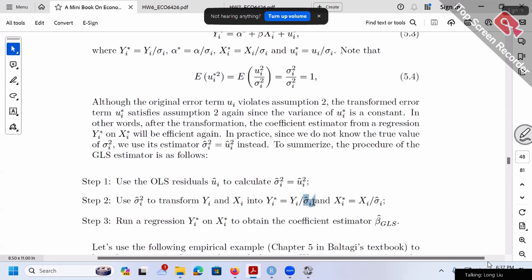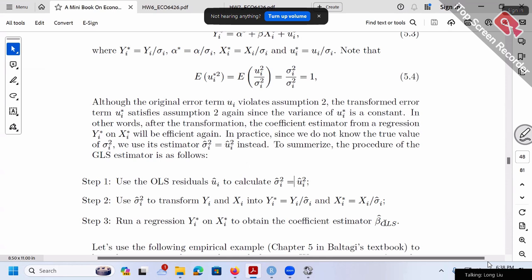Right here, sigma i hat is simply the square root of this guy. So if you want to do it manually, then from the first step, once we have this sigma i square hat, you take the square root so that you get a number right here, so that you can calculate Y star, X star, and so on and so forth, right? But anyway, I showed you computer codes.